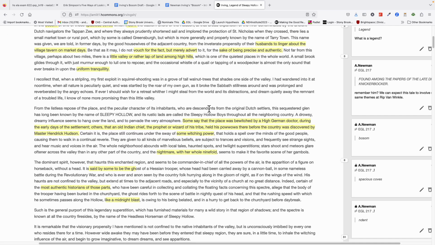Because this land, this indigenous feminine space, is protected by what I would style as pseudo-Aboriginal protectors: the rustic boys, the Sleepy Hollow boys, the Indian chief, who's not pseudo-Aboriginal but figuratively a figure of a Native American, and this High German doctor. So all these are antecedents for the Yankee invaders, right? Who Ichabod Crane represents.